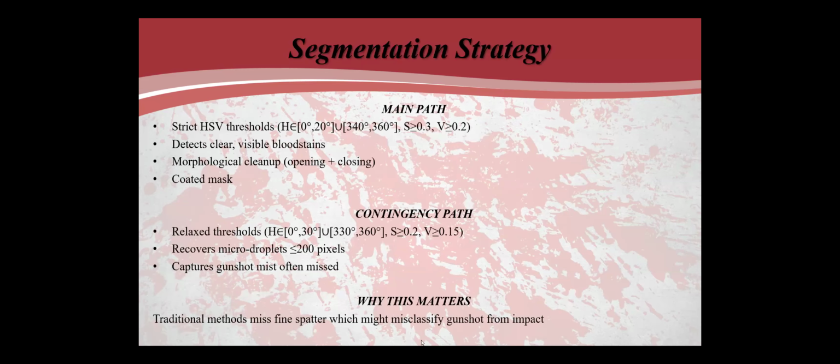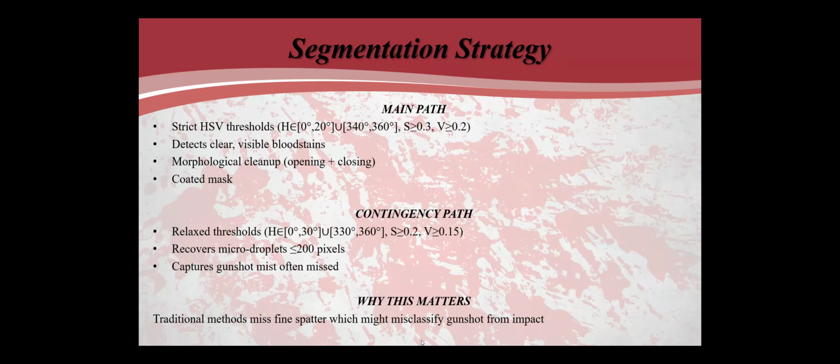So this is the segmentation stage. In this step, the goal is to isolate only the blood region from the input image, so we can analyze the stains accurately. We use two segmentation paths. The main segmentation uses strict HSV color thresholds, which detect clear blood stains and tiny droplets. If the results look uncertain, for example if the confidence is low, or the coverage is sparse, or very few stains are detected, a contingency path is used, which has a more relaxed threshold and recovers fine micro droplets.